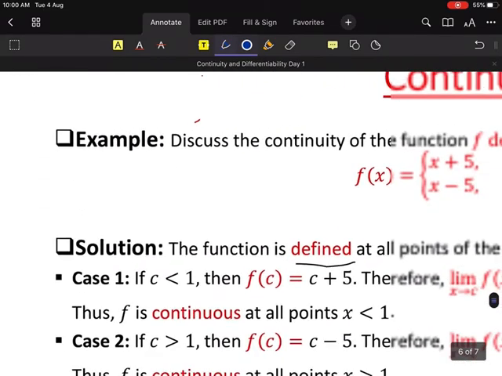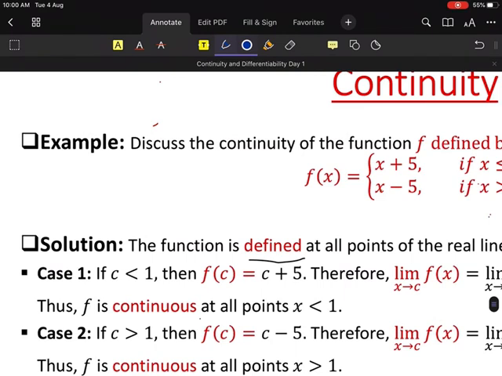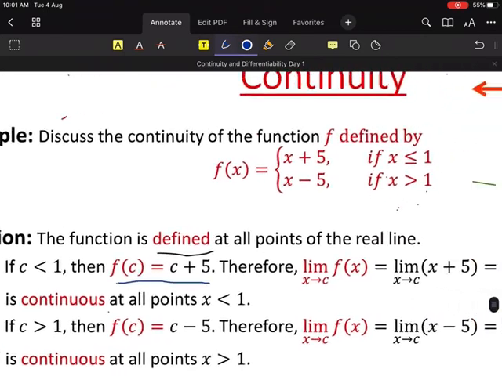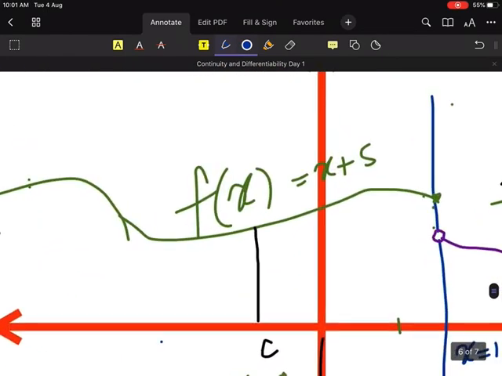Combining these two gives us this one. Okay, so let's move on. So now you see what we have in here. First thing, I am finding the value of the function at the point C. So f(c) will be equal to what? In place of x, I am going to write c. So f(c) is c plus 5. Yes or no? Am I clear? So this is how we find the value of the function at the point c.